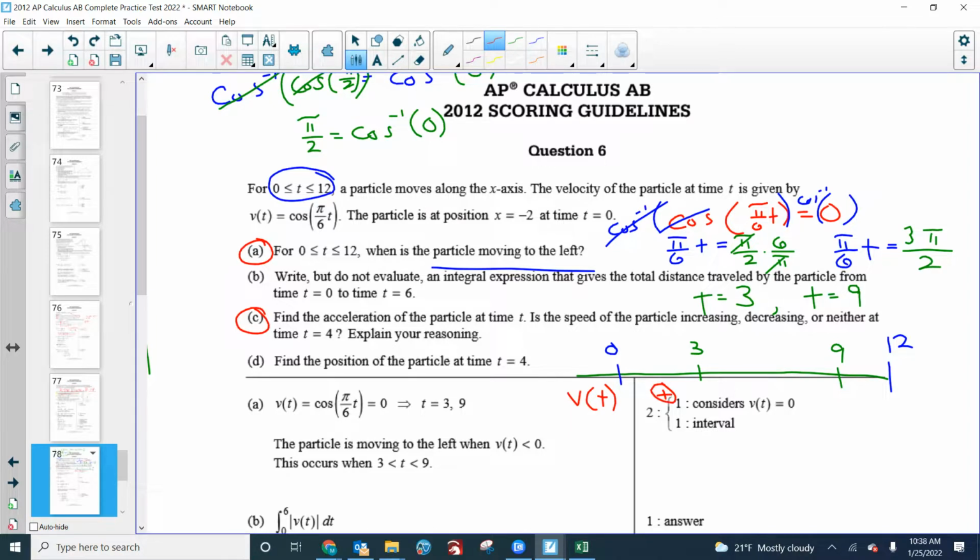I don't want that guy. Pick a number between 3 and 9. 5? What's the cosine of 5 pi over 6? 5 pi over 6. Which quadrant? Second quadrant, right? Remember me teaching you guys numerator is 1 less than the denominator? Second? 1 more than the denominator? Third? 1 less than double? Fourth? Second quadrant. Is the cosine positive or negative? Negative.